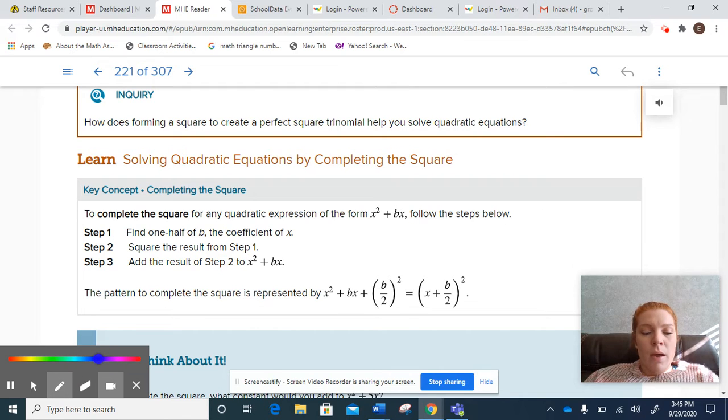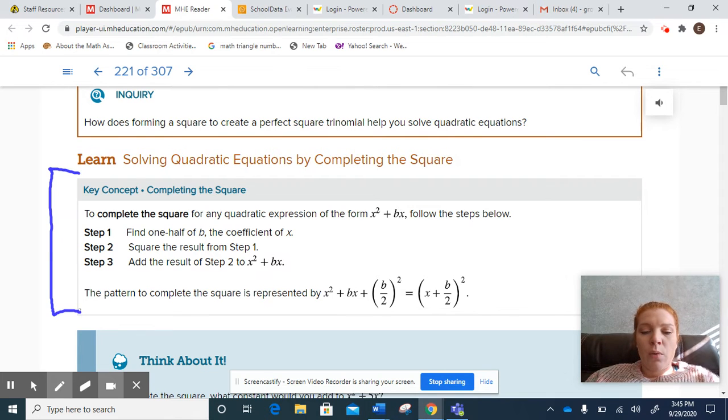The next method that we're going to learn about is called completing the square. To complete the square, what you're doing is creating a perfect square so that you can ultimately square root it to get rid of the squared term. So we are taking the first two pieces of the quadratic and applying a formula, which is right here, b divided by 2, squared. That is what's going to make it a perfect square that you're going to be able to use.